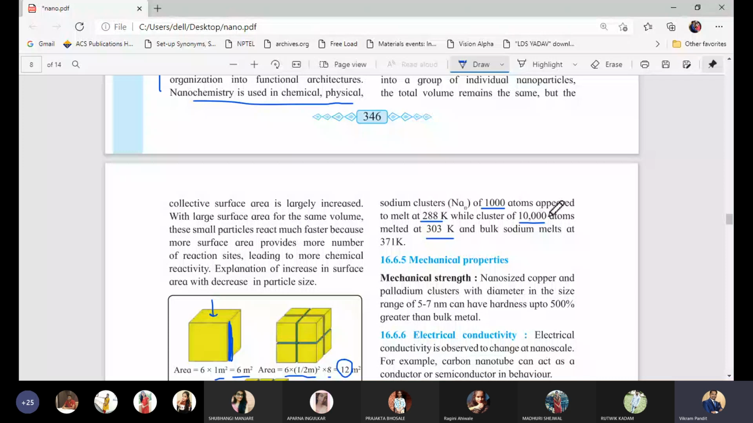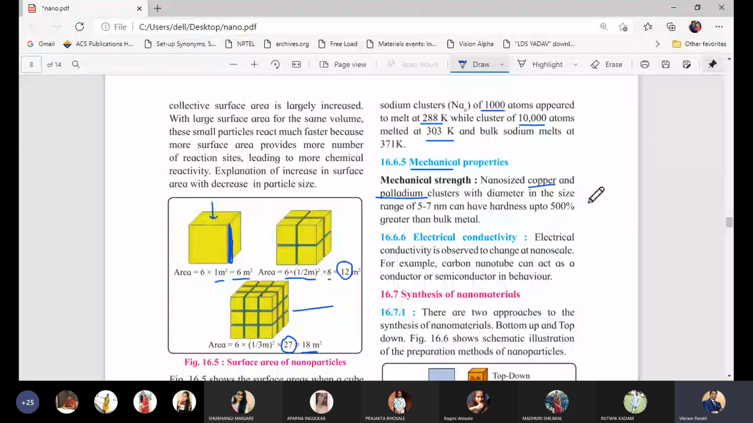About the mechanical properties, copper and palladium are malleable and ductile. So we can just hit them with certain rods, and they will be converted into sheets like this.